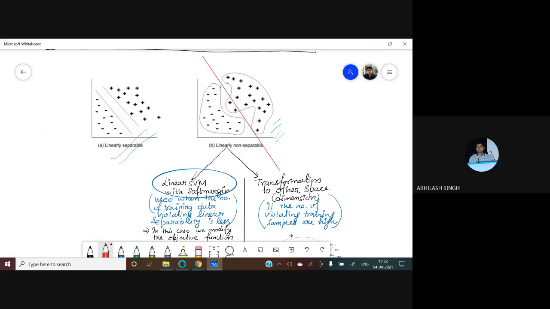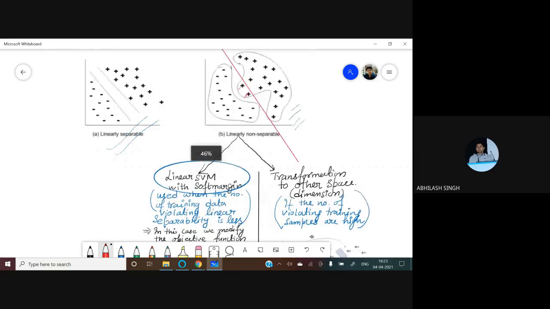For this particular case, there are only two data points that violate the linearly separable principle. So we can use the soft margin concept and apply the same linear SVM over this data. Although it is not linearly separable, only two outliers are there. So what does the soft margin mean? Let me zoom into this part only.